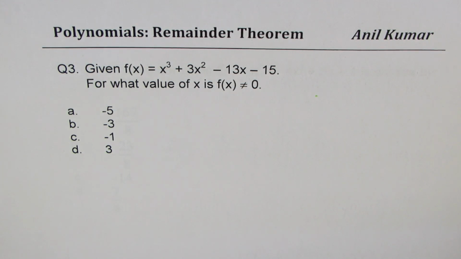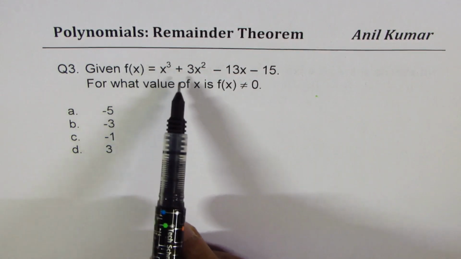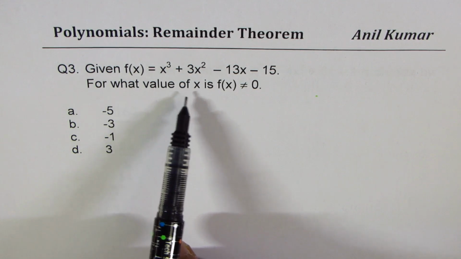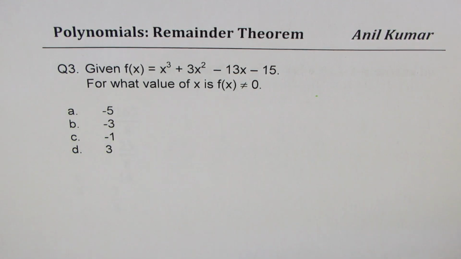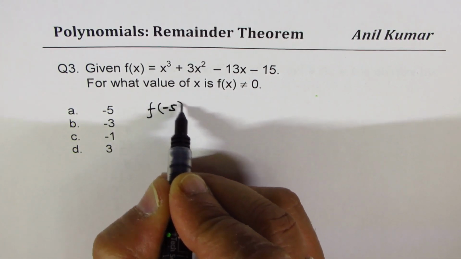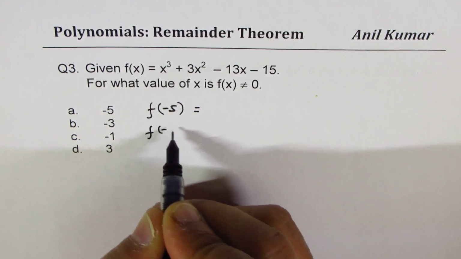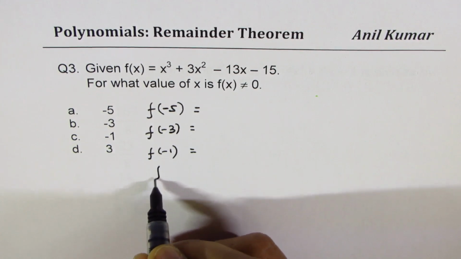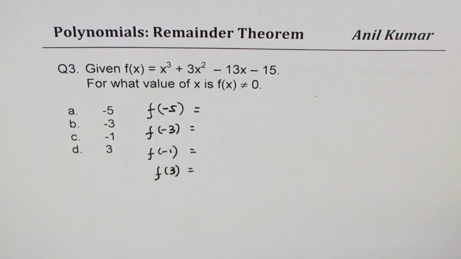Question number 3. Given f of x equals x cubed plus 3x squared minus 13x minus 15, for what value of x is f of x not equal to 0? So what you need to do is find the value of f of minus 5, f of minus 3, f of minus 1, and f of 3, right? To really solve this question. So let's do them one by one.